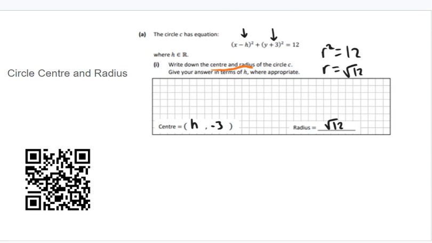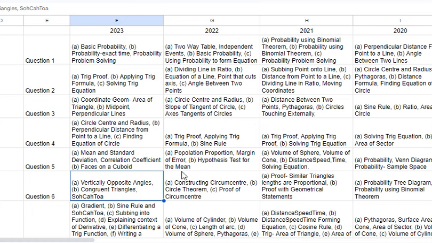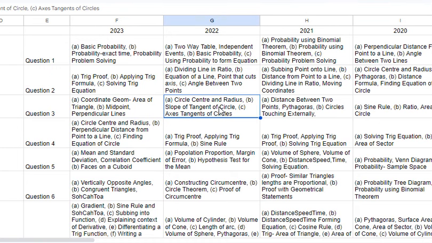Okay, so circle center and radius. This is a simple enough part, and I just put it in because it's come up quite a bit as well. You see there for question 4a, it's center and radius, and then for 2023, in question 3 it comes up again. So there's always going to be a question on the circle, and see there 2020 as well, it comes up.